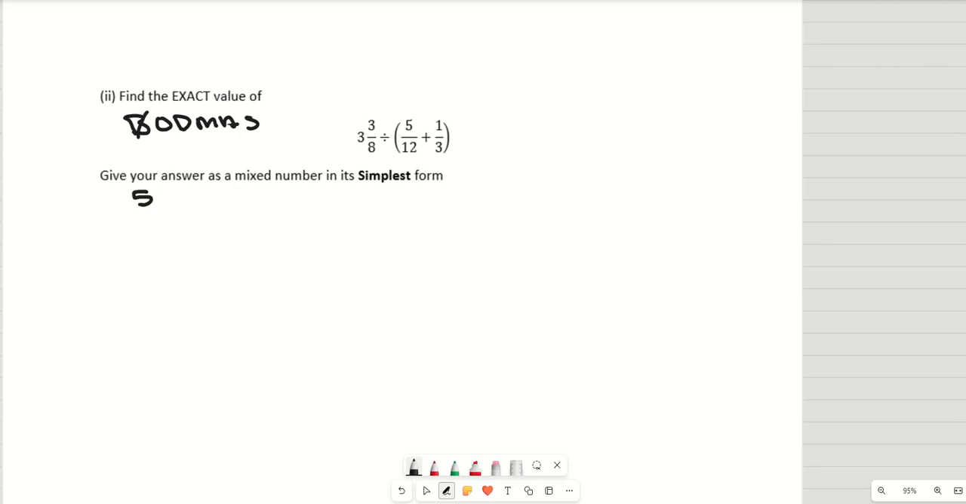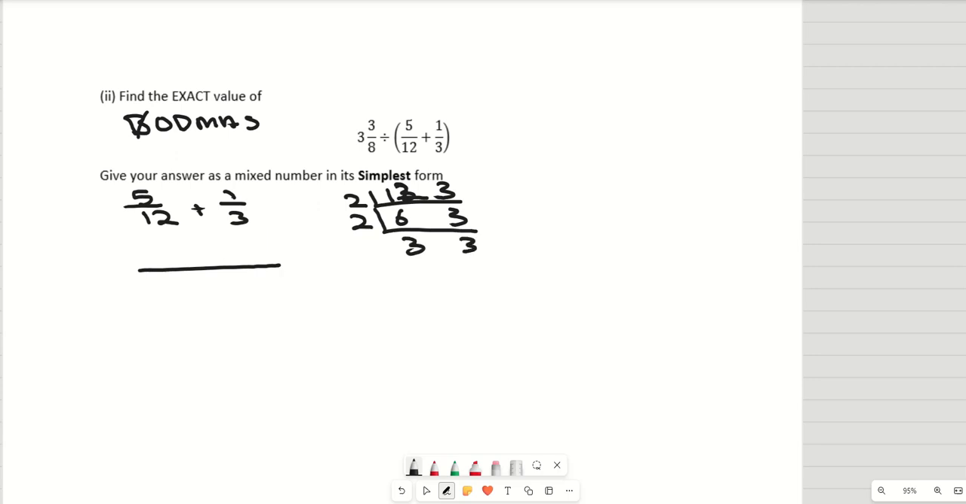So that would be 5 over 12 plus 1 over 3. Your denominators are different, so you have to find the LCM. The LCM of 12 and 3, you do 2, right? 2 is the smallest prime number. You'll get 6 and 3, then you use 2 again, 3 and 3, then you use 3 here, 3 go into 3, 1, 3 go into 3, 1. 2 2s are 4, 4 3s are 12. So my LCM here is 12. And multiply the prime numbers outside here, yeah?